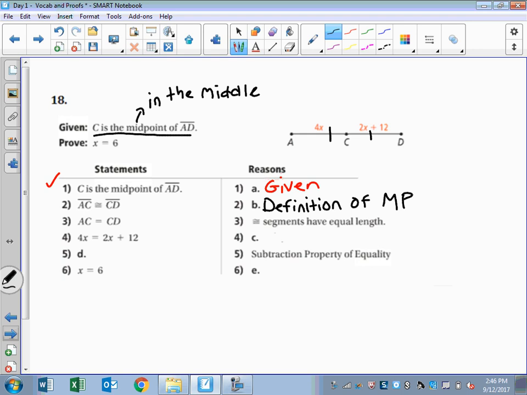So based on that, we know that AC is equal to CD. So the parts are congruent, so the measures have to be equal. And then instead of AC for step 4, we have 4x, and instead of CD, we have 2x plus 12. So we plugged in 4x for AC, and we plugged in 2x plus 12 for CD. So anytime we're plugging something in, that is the substitution property.